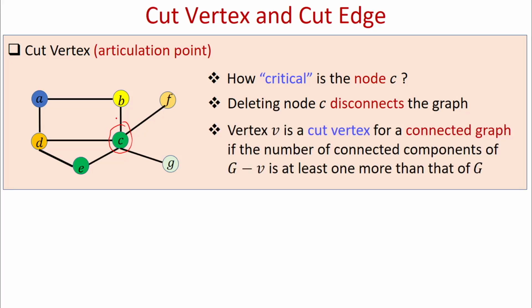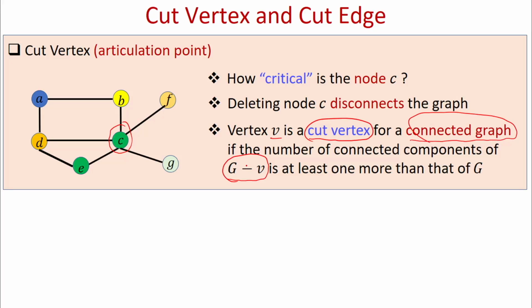So my definition here is the following. I will say a vertex V in a graph G is a cut vertex, and this cut vertex is defined with respect to a connected graph. This vertex V will be called a cut vertex if deleting the vertex V will disconnect the graph, or equivalently, the number of connected components of the graph G minus V is at least one more than that of G.